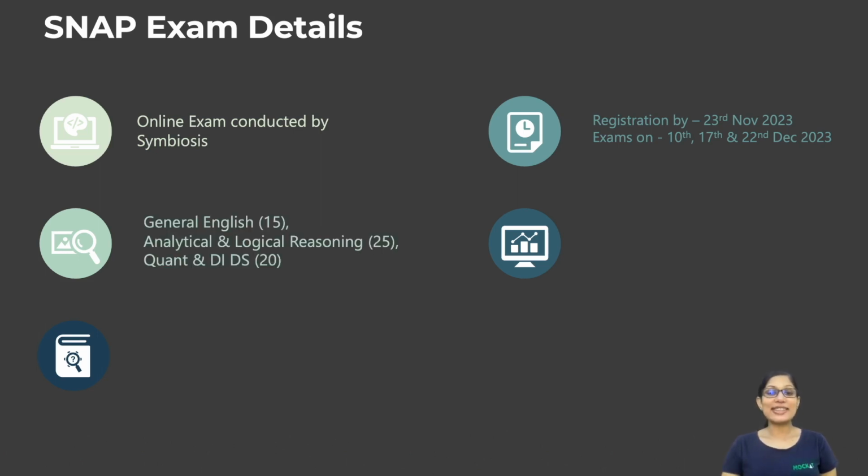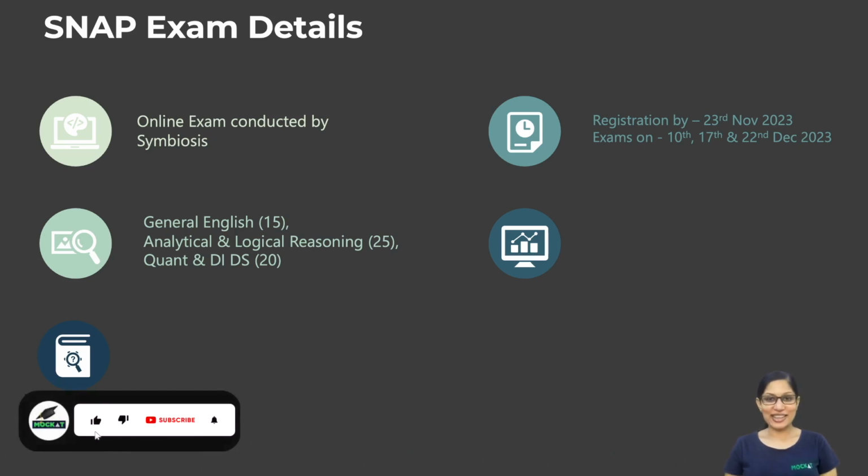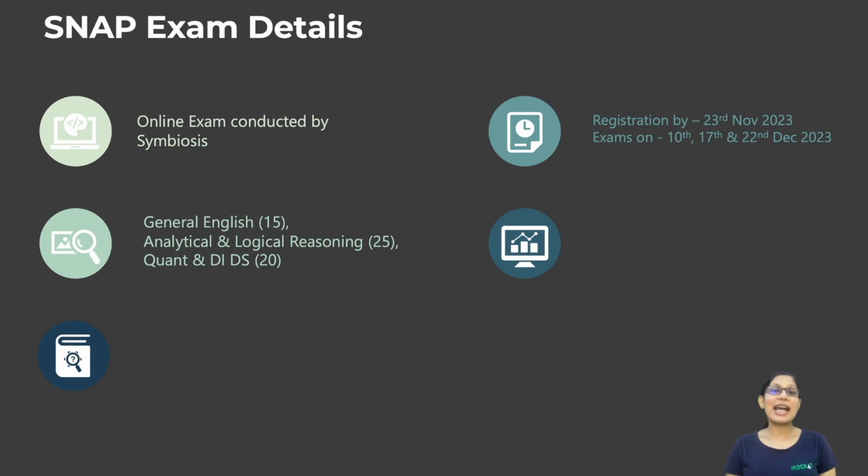Now, in terms of the exam itself, you'll get 60 questions, which we'll have to solve in 60 minutes. The 3 sections that we have are general English with 15 questions. There's not going to be any RC or anything like that. It's going to be more vocabulary focused. The next section is analytical and logical reasoning, where we're going to get 25 questions. And the last section is quant and DIDS, that's data interpretation and data sufficiency. So you're going to get another 20 questions.